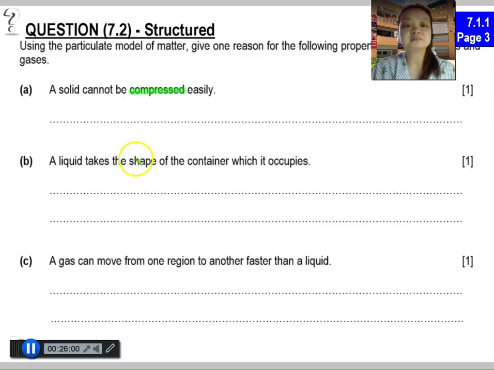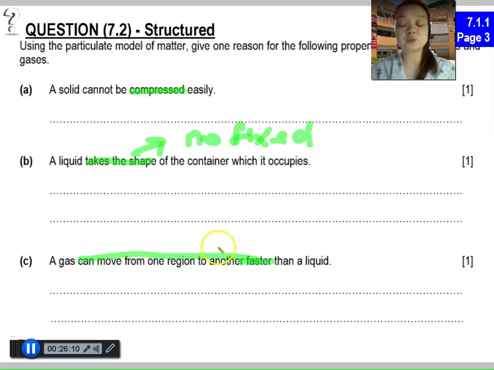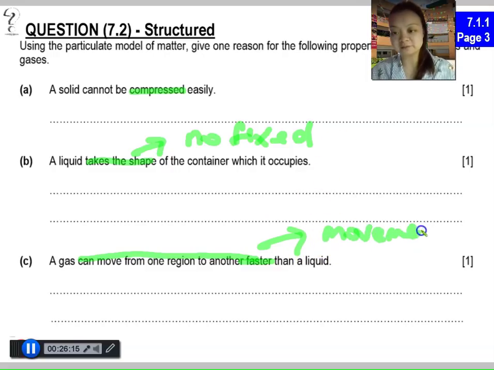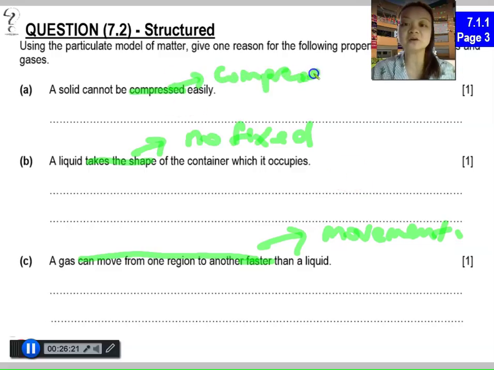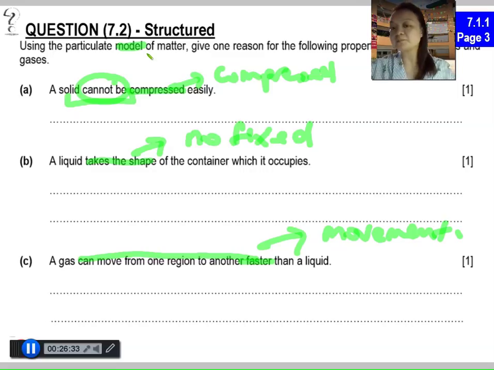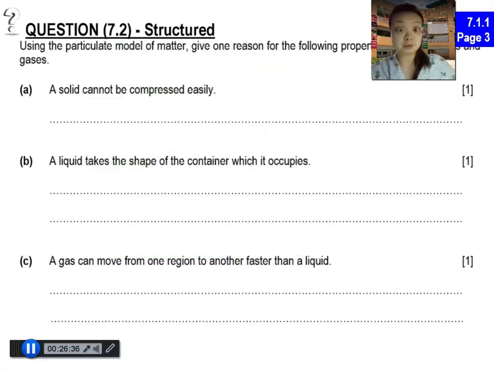Over here, taking the shape, that means no fixed shape. Over here, can move from one region to another faster than a liquid. So over here, we are talking about movement. Over here we're talking about whether it can be compressed or not. So this question is saying, how come solid cannot be compressed? You must use the model of matter to be able to explain this. So if I were to do the first question with you, so that you will be able to know how to continue.